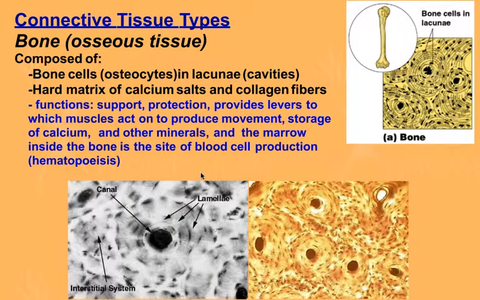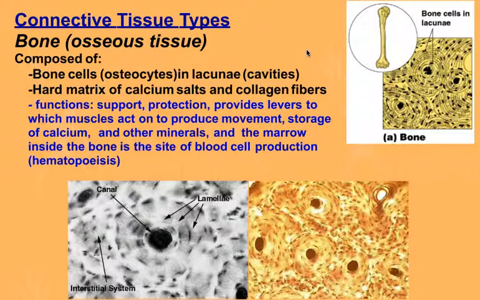So our first type of connective tissue is bone, or what we call osseous tissue. The bone cells, or the formed elements, the living cells in this tissue, are called osteocytes. And they actually live in small cavities inside the tissue called lacunae. We know that calcium, milk does the body good. So the matrix of bone tissue is going to be a hard calcium type matrix.